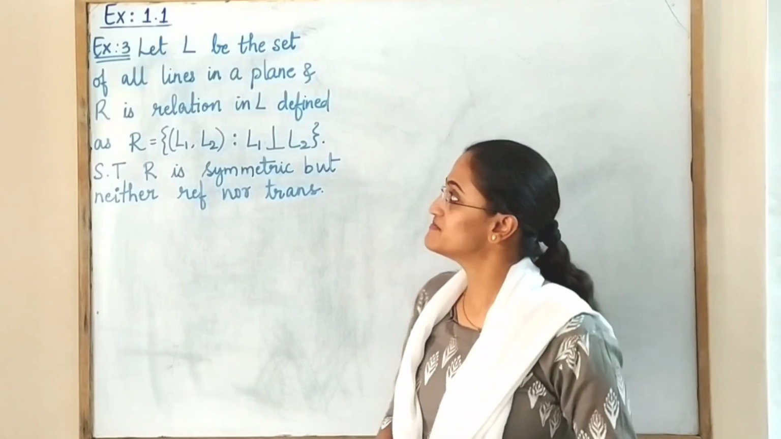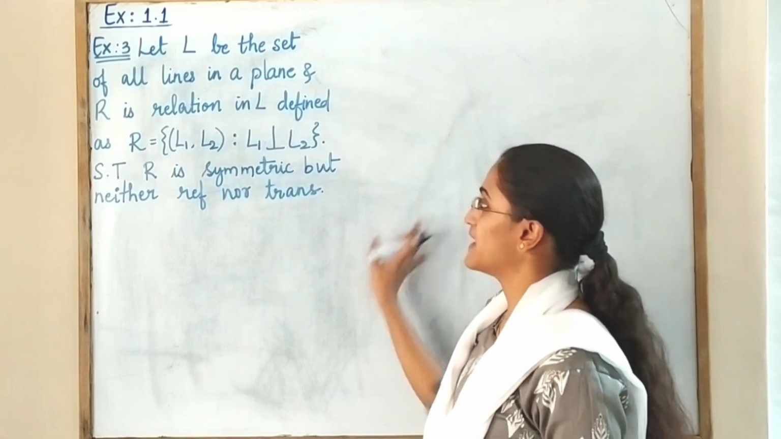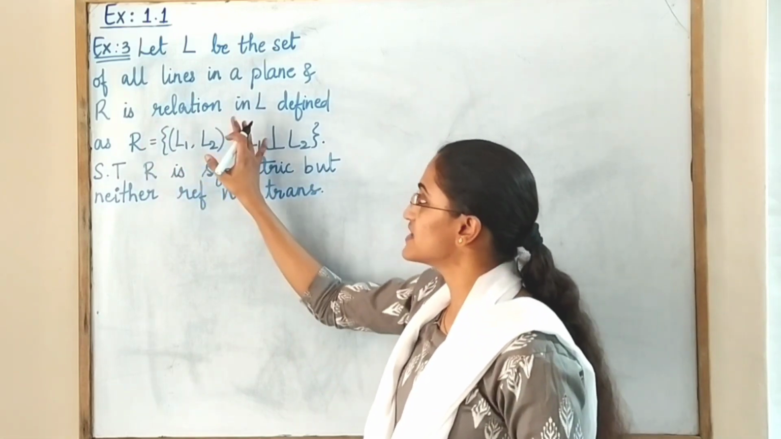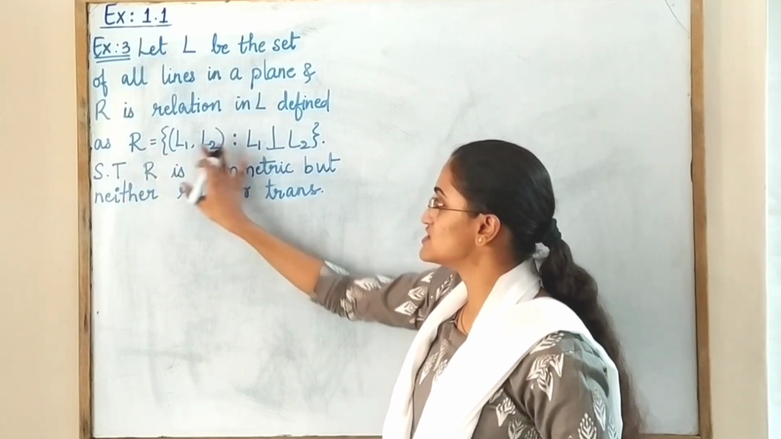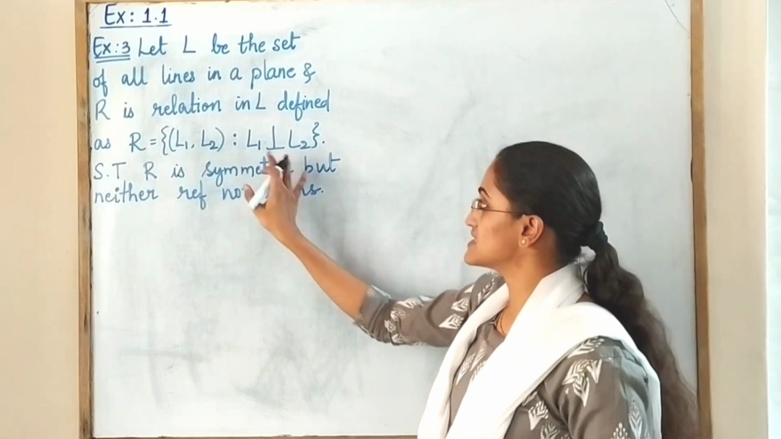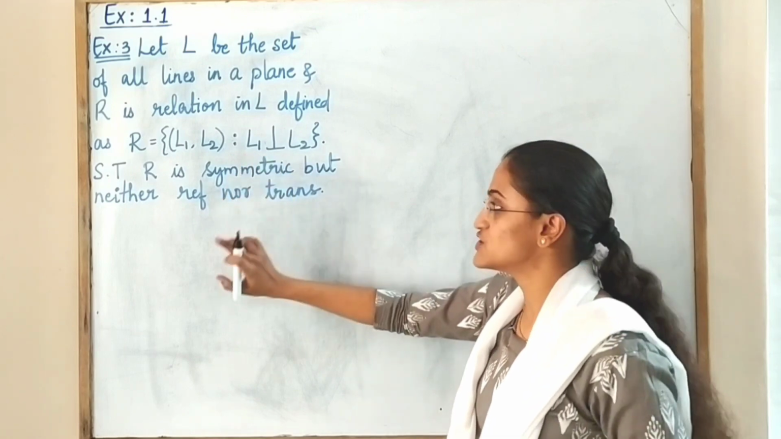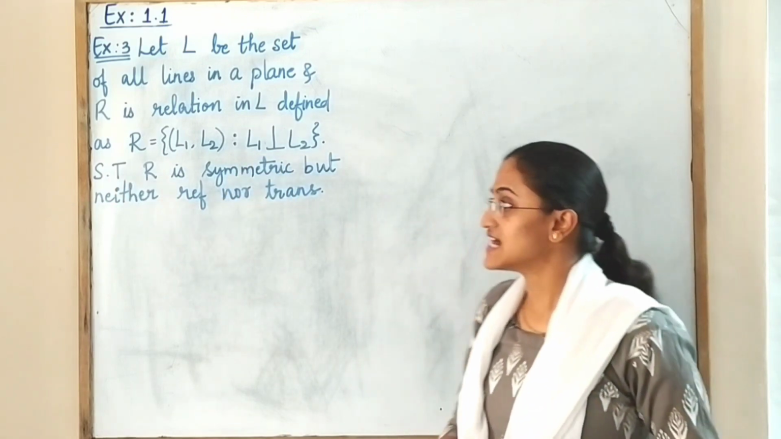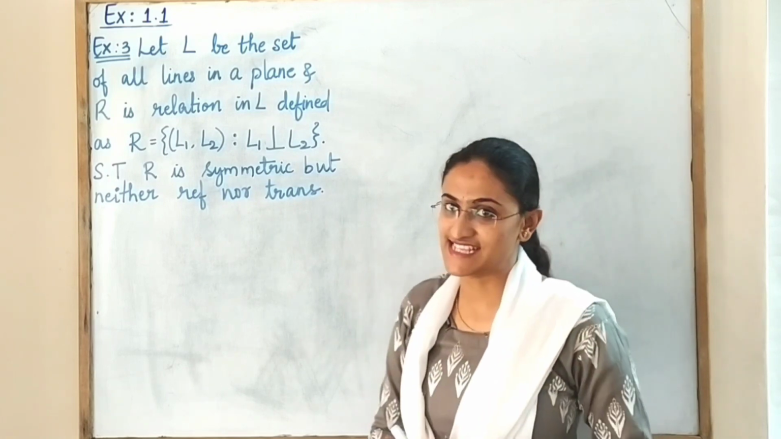The next problem: let L be the set of all lines in a plane and R is the relation in the set L defined as R equals {(L1, L2) such that L1 is perpendicular to L2}, and we need to show that R is symmetric but neither reflexive nor transitive.